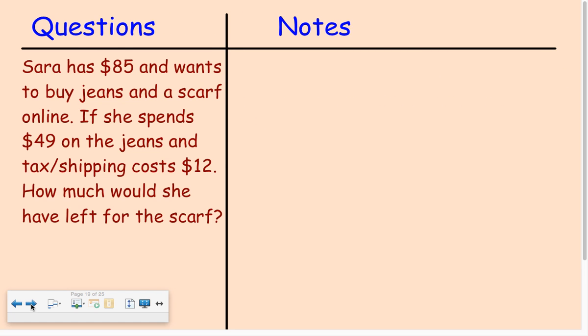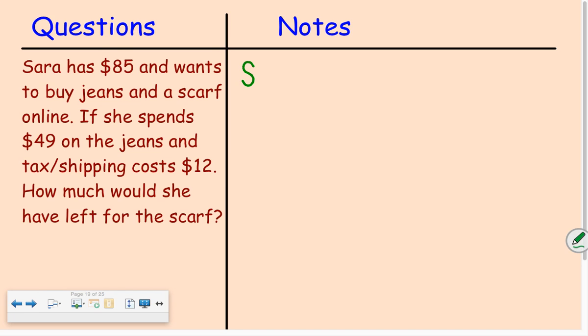All right, Sarah has $85 and wants to buy jeans and a scarf online. If she spends $49 on the jeans and tax and shipping costs $12, how much would she have left for the scarf? Now in this lesson, we're going to use the acronym SUI for some of the examples, but not all of them. As we get to more difficult word problems, it works for some problems, but not others. I would say in general, if you're dealing with a problem with money, it should work out to use SUI.